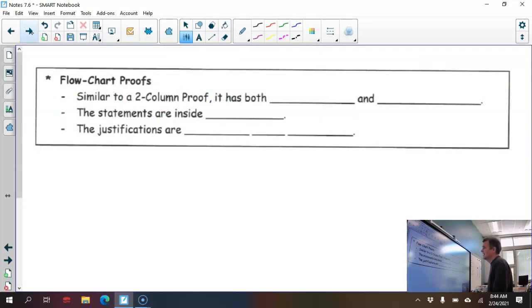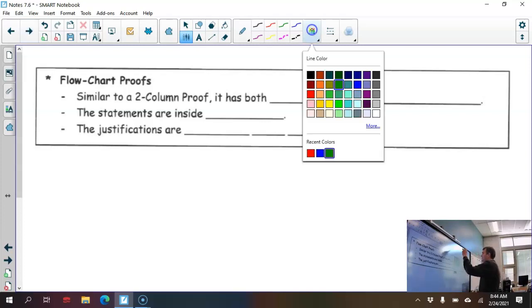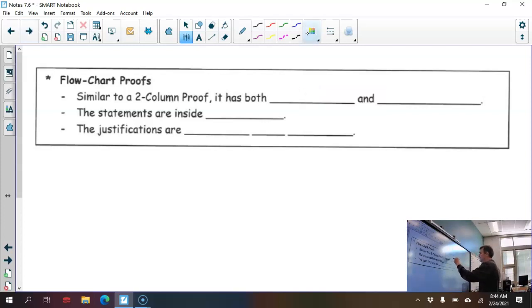All right, so a flowchart proof is similar to a two-column proof in that it has both statements and justifications.